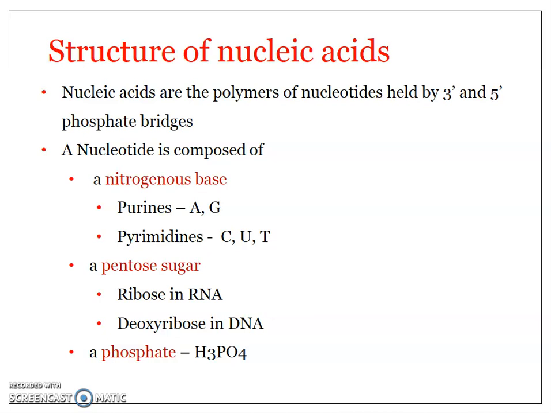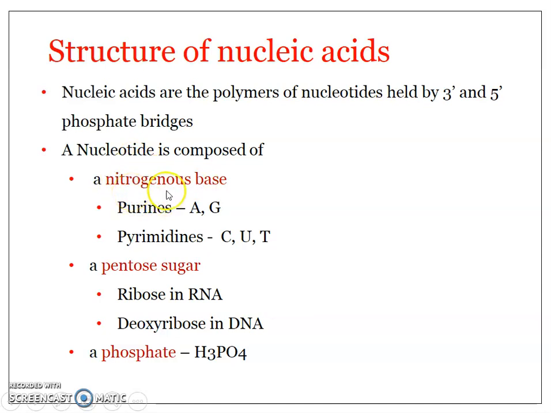Okay, so what is a nucleotide composed of? As we have already seen, nucleic acid is a polymer of numerous nucleotides held together one after the other in a sequential manner, right? So we can see what a nucleotide is composed of. A nucleotide is composed of three major molecules: a nitrogenous base, a pentose sugar, and a phosphate molecule. A nitrogenous base is a molecule which contains nitrogen.